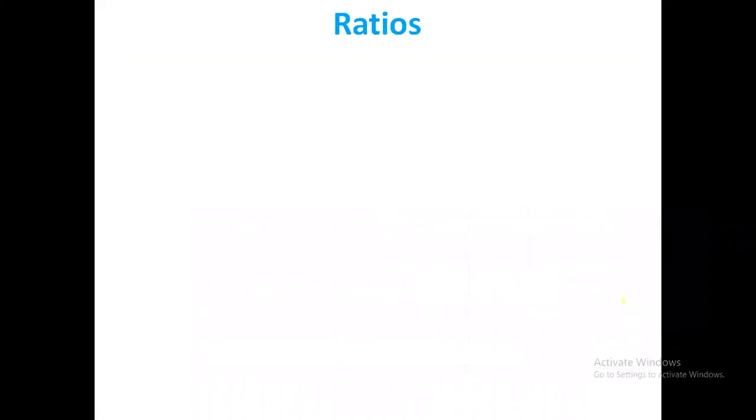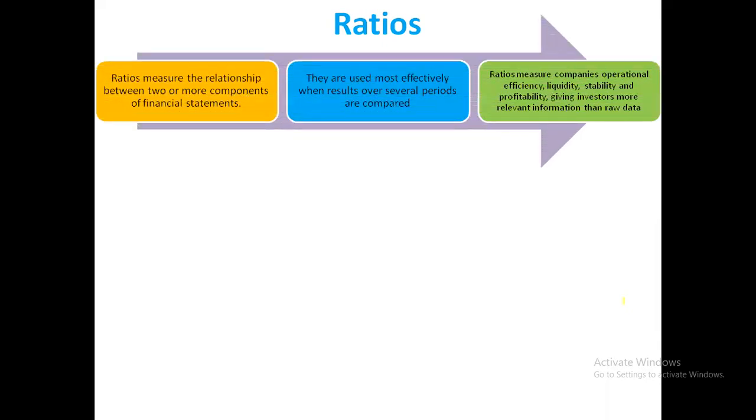Why exactly have ratios been considered? Why not other parameters? Why are ratios important? We have to understand that first. If we understand why exactly we consider ratios, the reason behind it is that a ratio measures the relationship between two or more components.